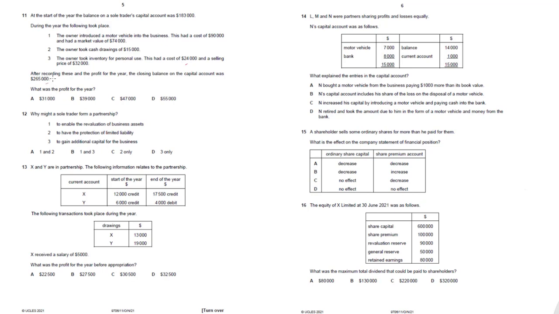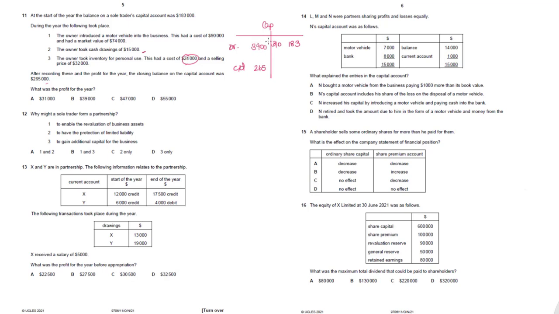So simply what you can do is, let's prepare the capital account. Opening balance in the capital account, credit side I would say 183,000, and closing balance in the capital account would come on the debit side, 265,000. On the debit side I will have some drawings, and the drawings here would be cash drawings 15,000 and inventory drawings or stock drawings 24,000. Ignore the selling price, always take it at cost. So 15 plus 24, 39,000.